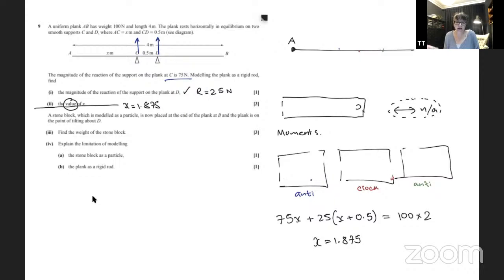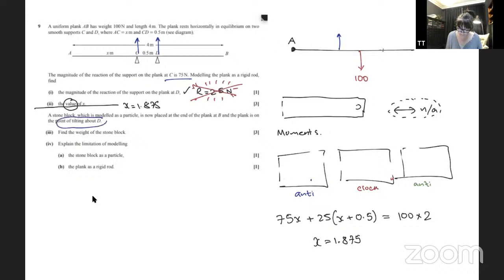X is still the letter x, but here's the important bit and a very common mistake. This is no longer true because things have changed. So that is no longer the reaction at C, and that's a very, very, very common mistake to make. So let's put our forces on. We've still got a uniform plank with weight 100. It's still got length 4. We've still got a reaction at C. Oh, hang on. No, we haven't.